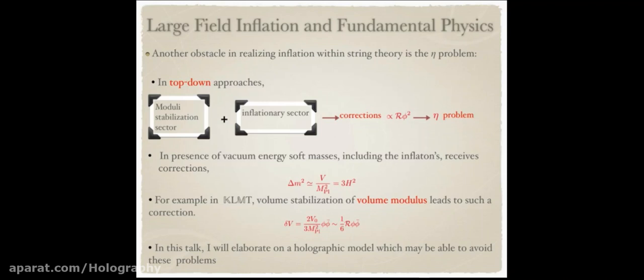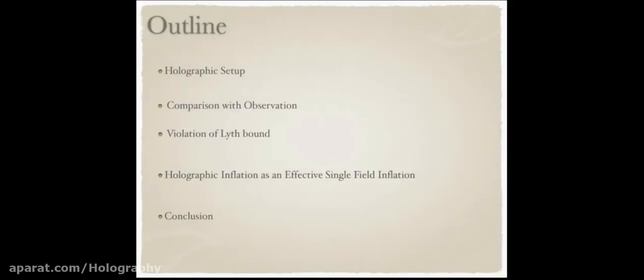So in this talk, I try to elaborate the magnetically induced holographic composite inflationary model that tries to avoid these problems, hopefully. The outline of my talk is as follows. I will go through the setup of holographic composite inflation with magnetic field. Then I talk about the comparison with observation, how it violates the light bound. Then I will talk about how this model could be treated as an effective single field model, and then I will conclude my talk.